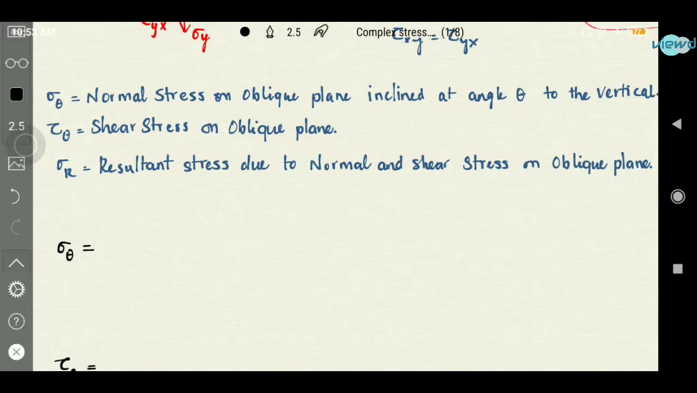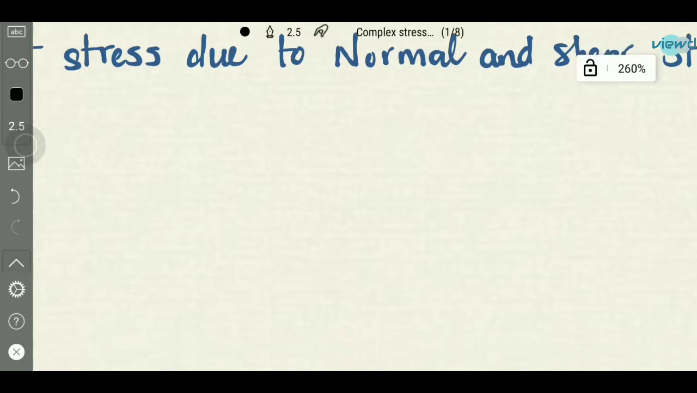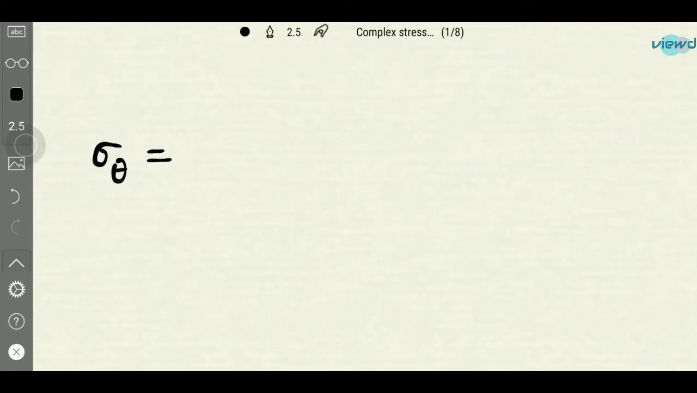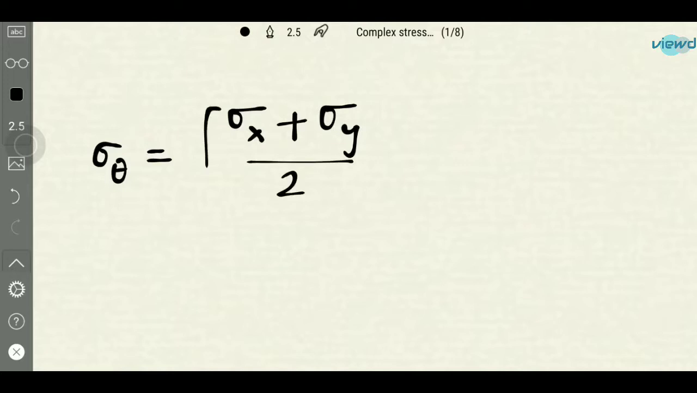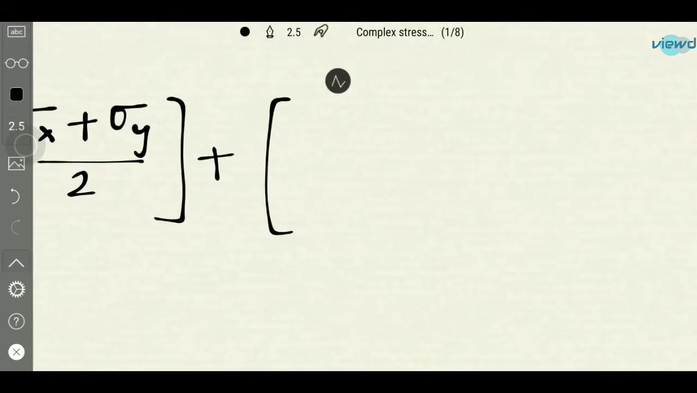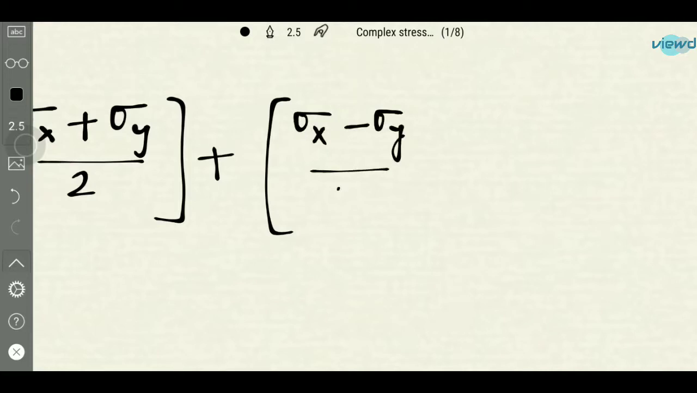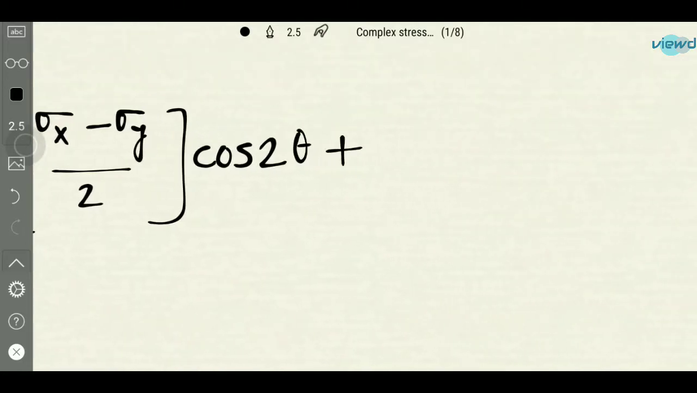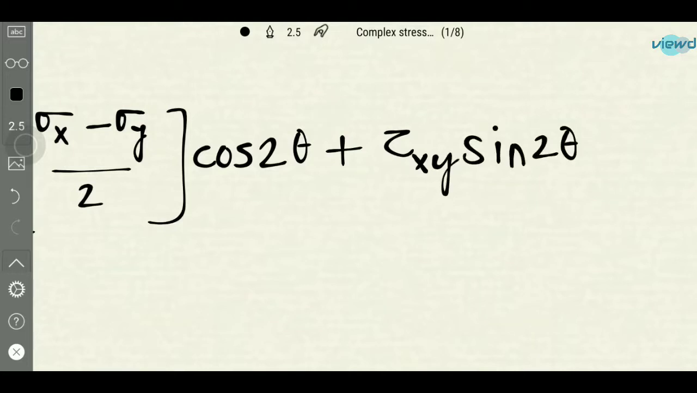The derivation is not required here. Just remember the formula. So the sigma theta, which is the normal stress on the oblique plane, is given by tensile stress acting in x direction, or axial stress acting in x direction, plus axial stress acting in y direction, divided by 2, plus sigma x minus sigma y divided by 2 cos 2 theta, plus tau xy sin 2 theta. This is the formula for sigma theta.